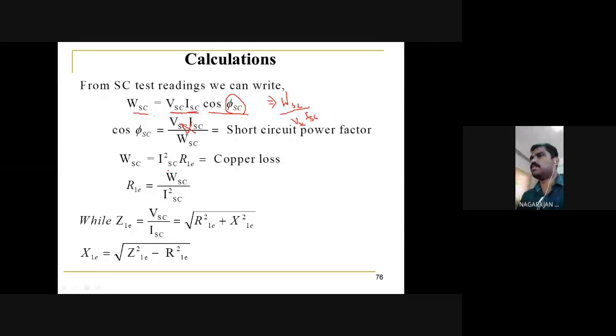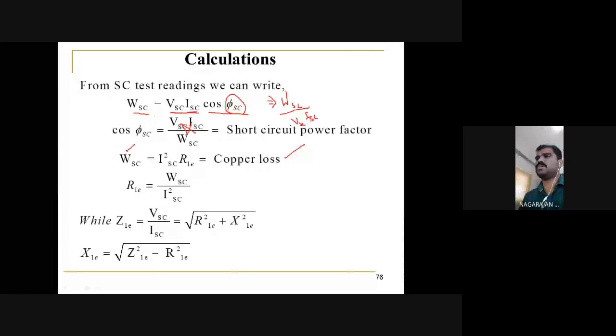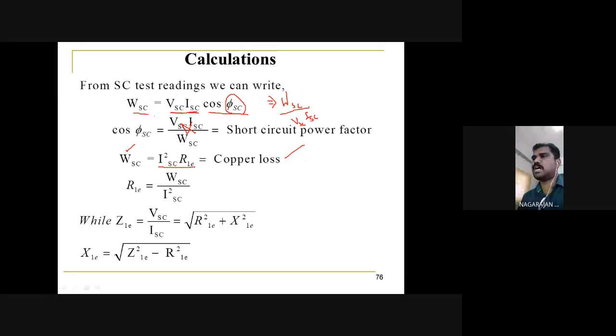The power measured by the wattmeter is the total copper loss of the transformer, which is given as I square R loss. This R I have assumed as the total equivalent resistance of the transformer referred to the primary side, which I have given as R1E. If you want to find R1E alone, this I square SC goes to the denominator on the left hand side. So I get R1E here.